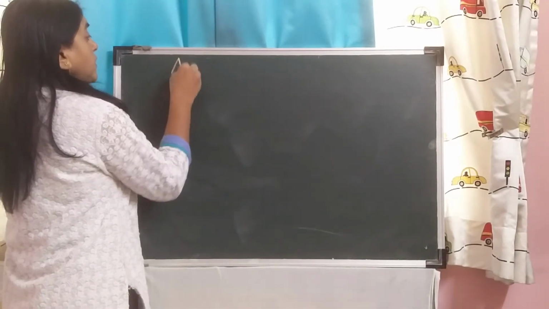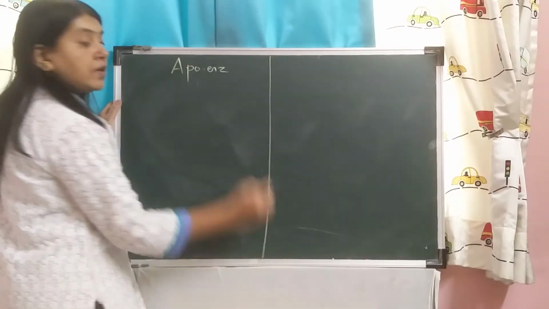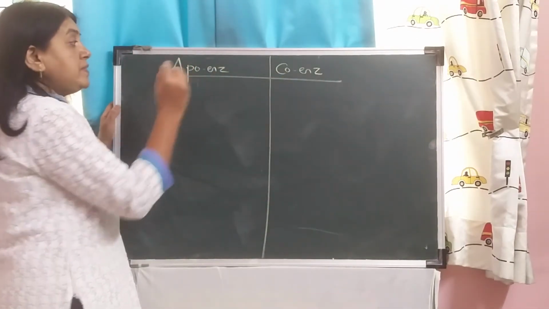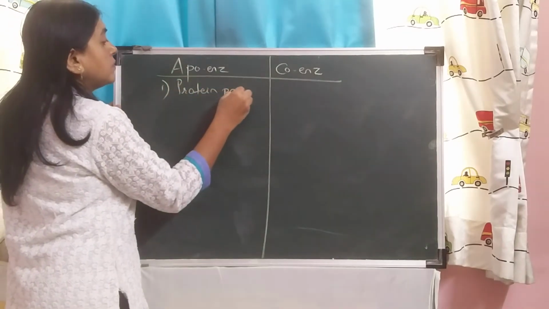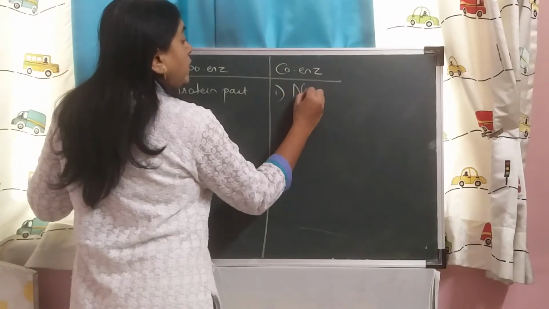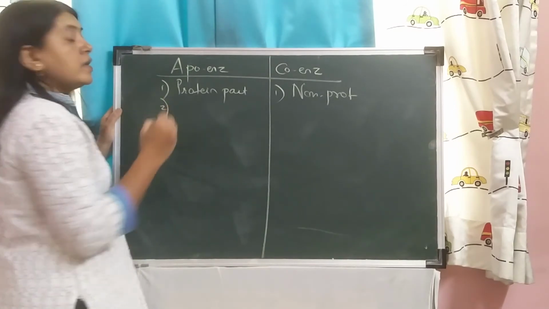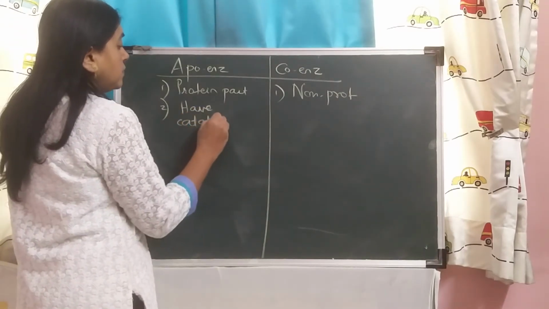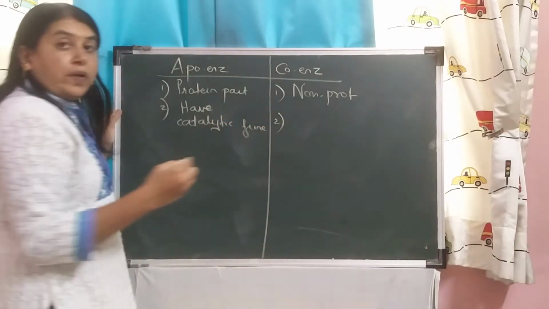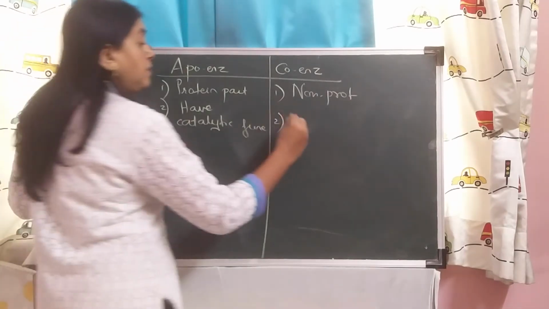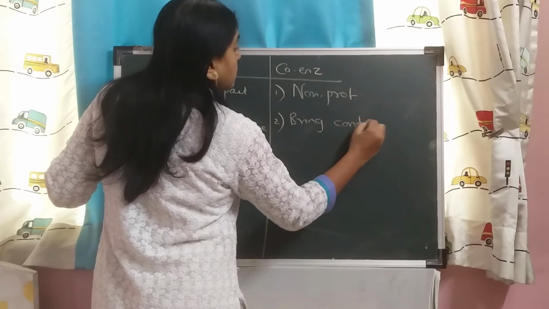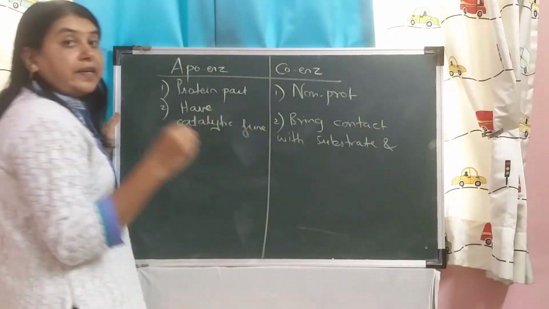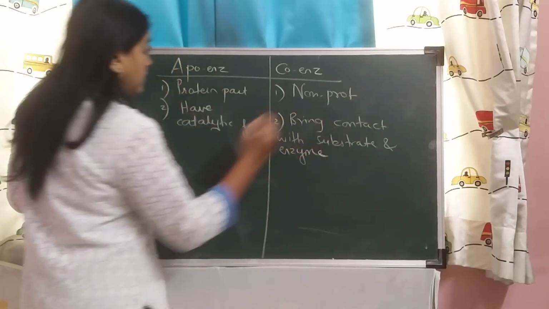So, what is the difference between apoenzyme and coenzyme? Apoenzymes are the protein part of the enzyme. Coenzymes are the non-protein parts. Second, apoenzymes have catalytic function. Coenzymes bring contact between the substrate and enzyme.